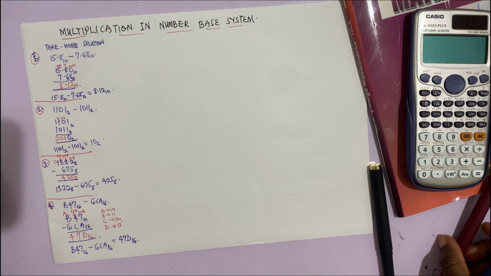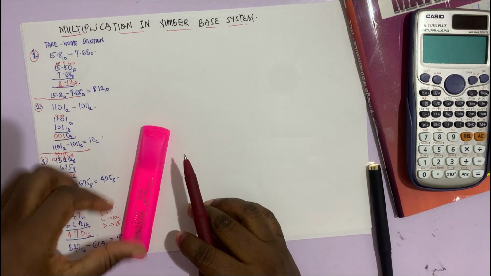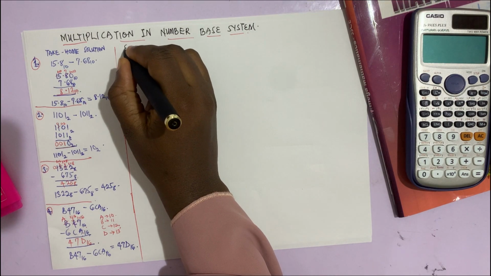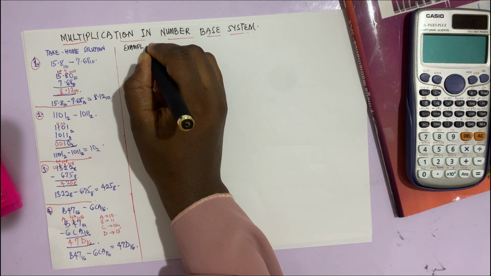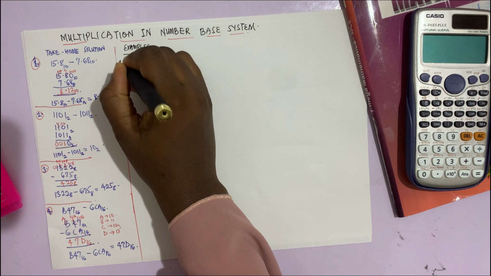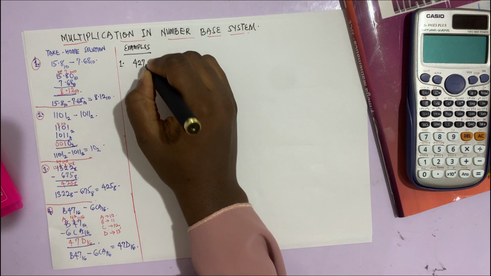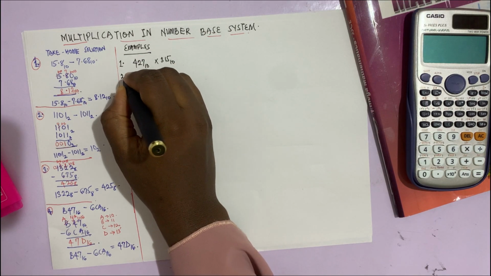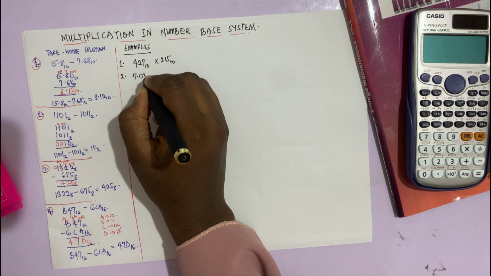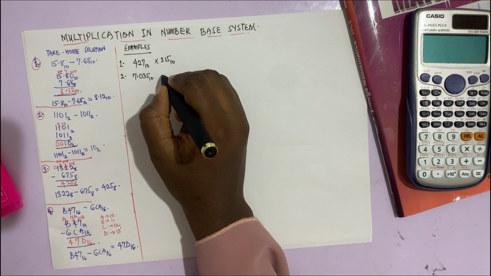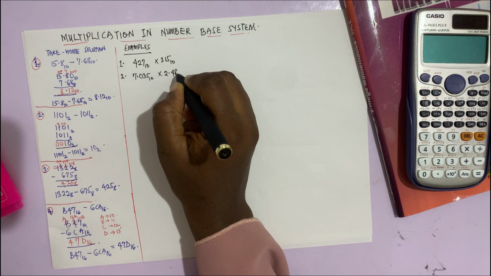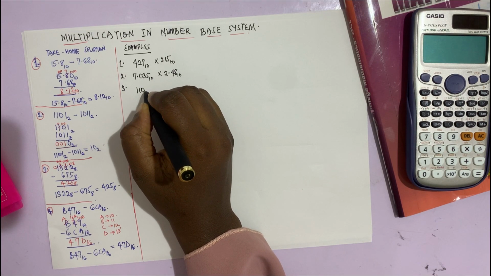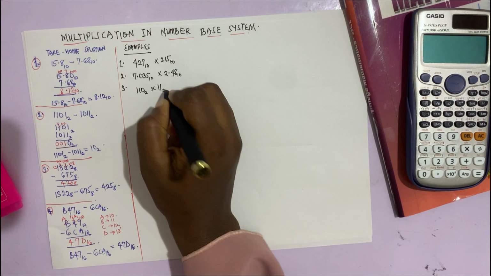So quickly we'll move on to the main topic of the day, which is multiplication in number-based systems. Let's take some examples quickly. We have question 1, 427 base 10 times 315 base 10. Question 2, 7.035 base 10 times 2.48 base 10. Question 3, 110 base 2 times 11 base 2.